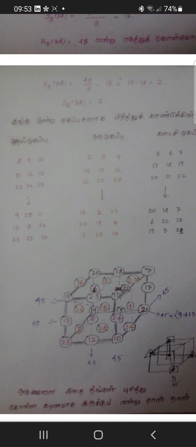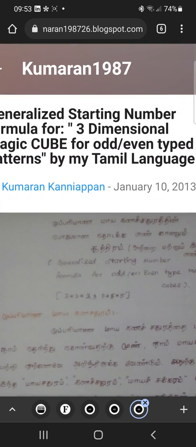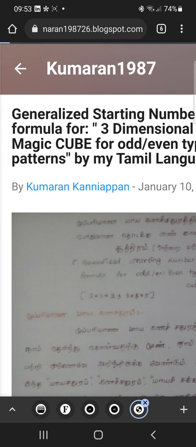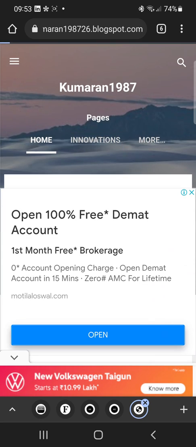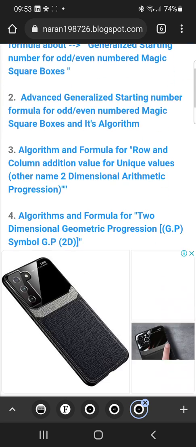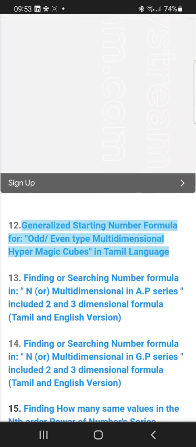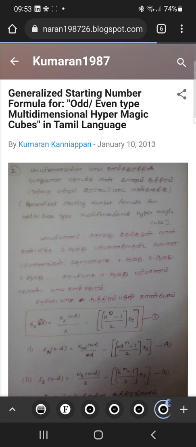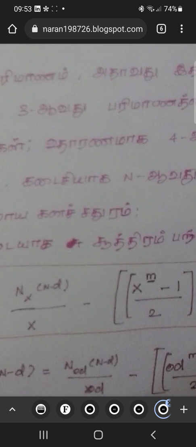What if I want to have a fourth dimension? Humans can't imagine that, right? For that also I got a generalized formula, which is nothing but a generalized starting number for any dimension. So for any dimension, we simply need to change the power value of m.